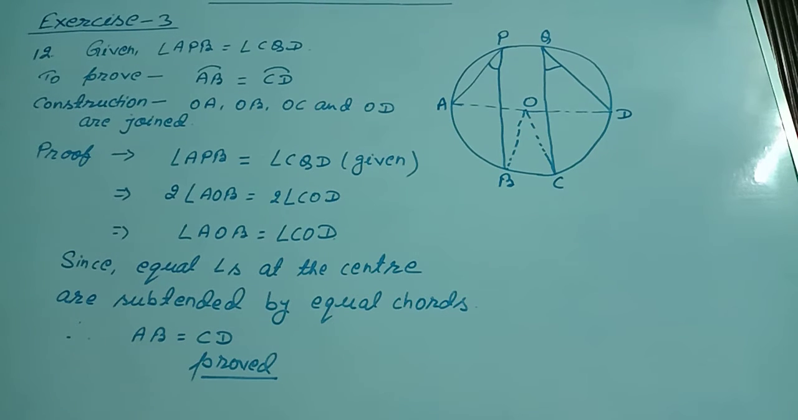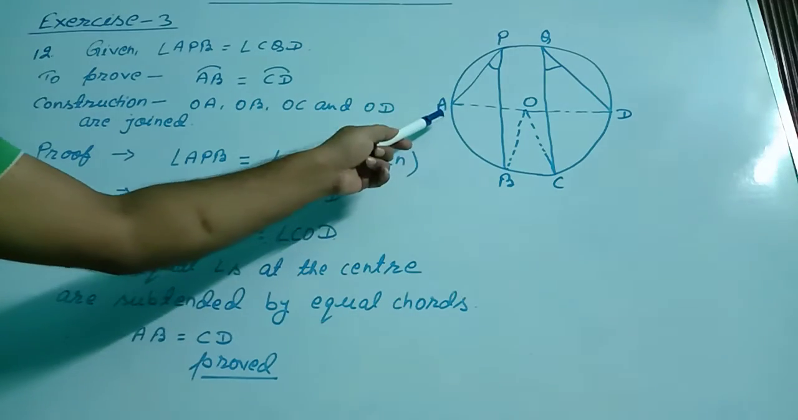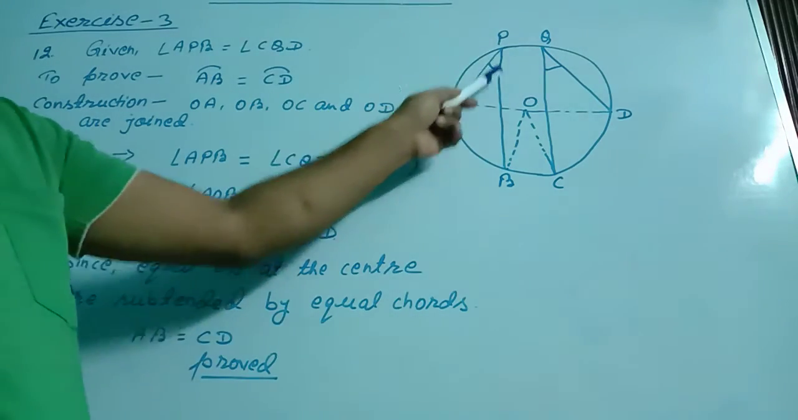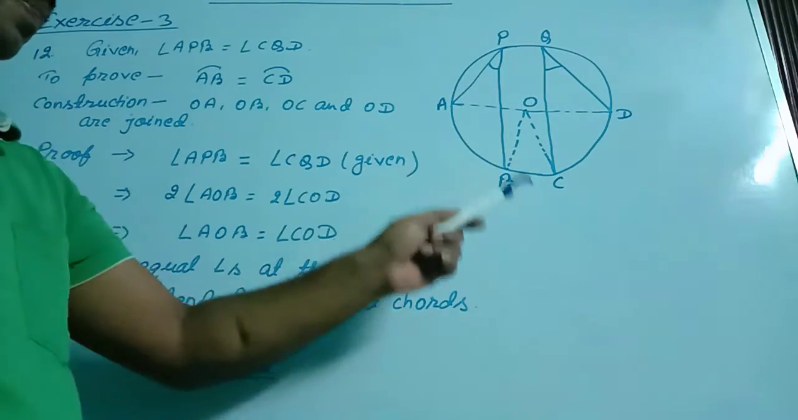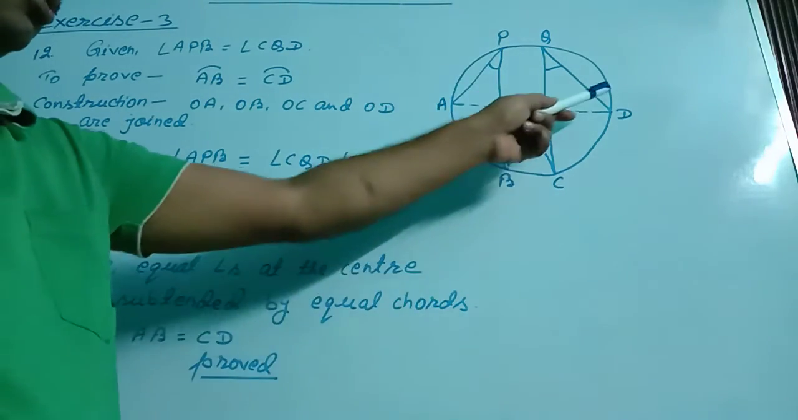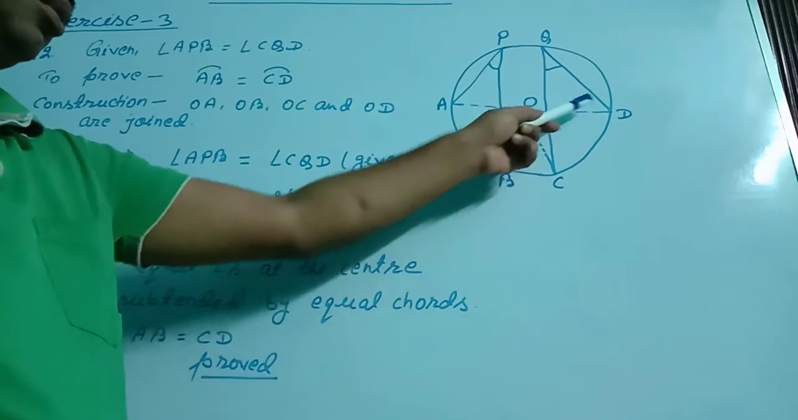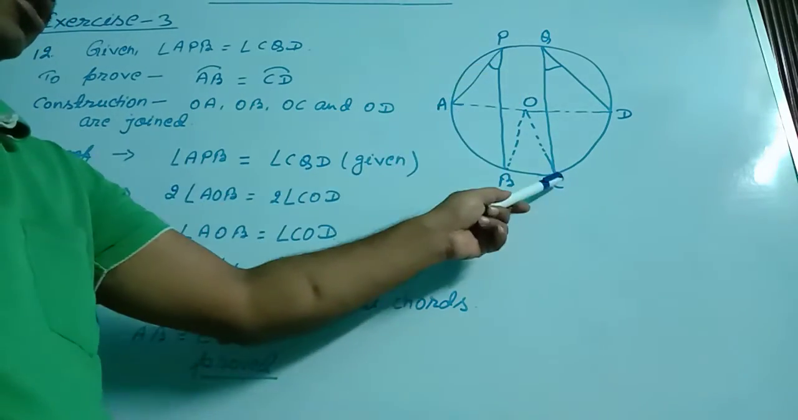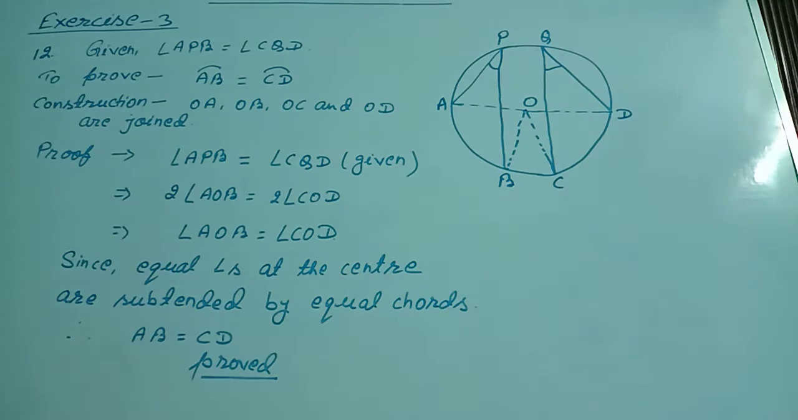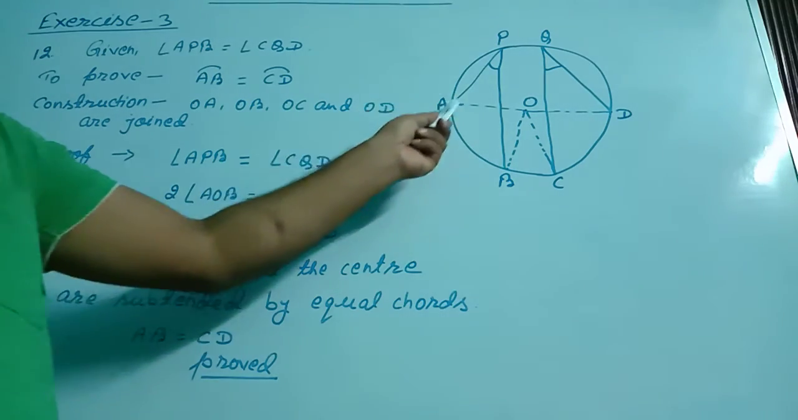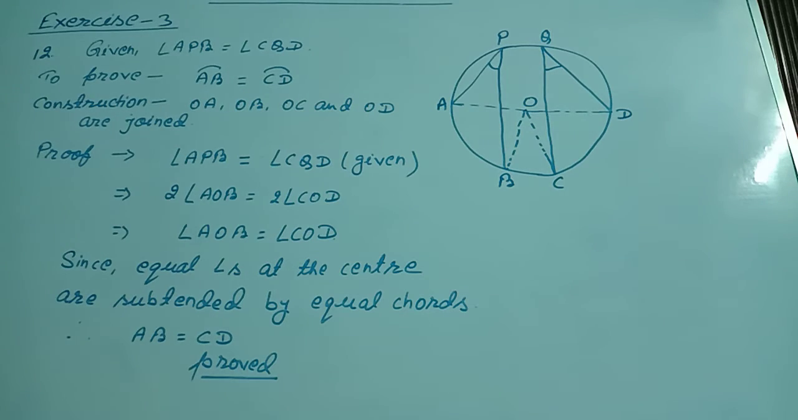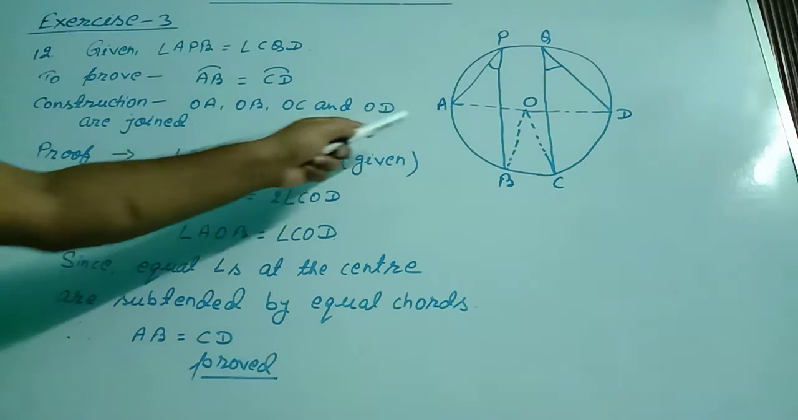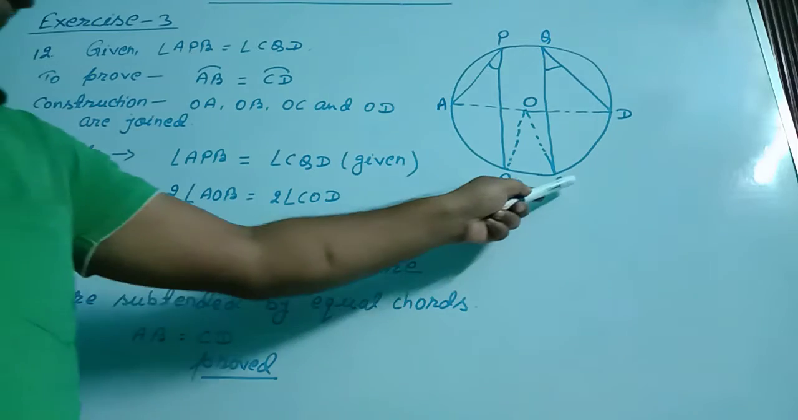Question number 12. Figure is given. In this circle, these two chords are subtending the angle at the circumference, that is angle APB, and these two chords CQ and DQ are subtending angle at the circumference, that is angle CQD. And these two angles APB and CQD are equal, given in the question. We are asked to prove arc AB equal to arc CD.